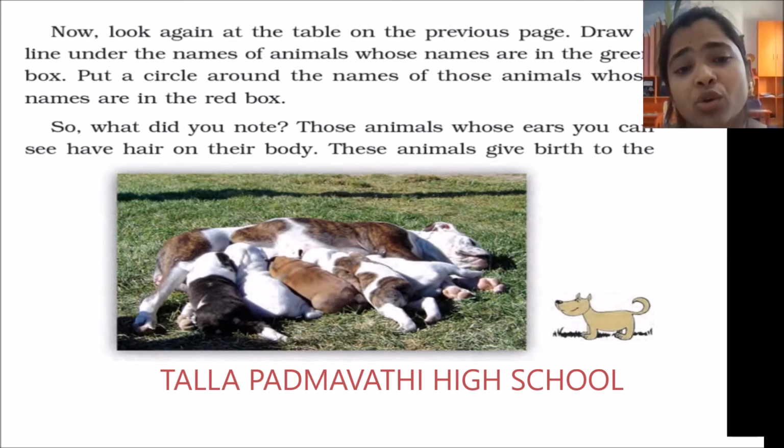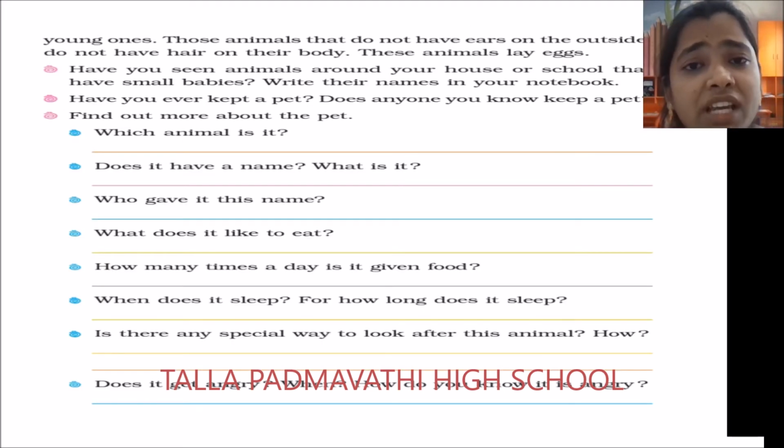Here you can easily identify that the animals which give birth to young babies are compulsorily going to have hair on their body. The animals which lay eggs do not have hair on their body. Those animals that do not have ears on the outside do not have hair on their body. So if they are not having ears, it means they are not going to have hair on their body. These animals lay eggs.